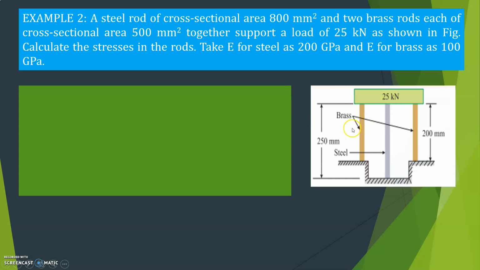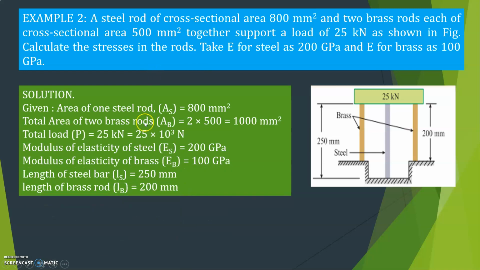So here you can see there is one steel rod and two brass rods together support a system. So composite bar, as the name itself indicates, is made up of two or more different types of materials. Here two rods of brass and one steel rod are joined together in such a manner that it behaves like a single unit. Okay, so now what are the given data?